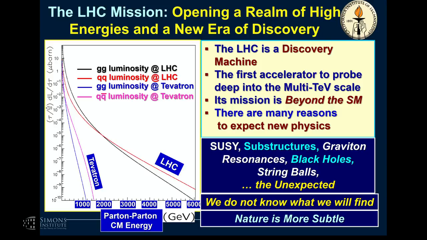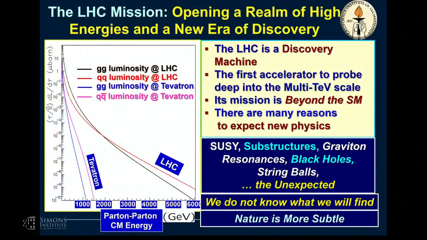And what matters in terms of producing something new is the center of mass energy that you have available to produce new things. So on this log plot, you look at what's called a parton-parton center of energy, where a parton could be a quark or a gluon. If you look at the previous highest energy accelerator, the Tevatron at Fermilab, which stopped operating just a couple of years ago, it cuts off at about 1,000 GeV or 1 TeV equivalent energy in the center of mass frame, and the LHC goes out to several TeV.